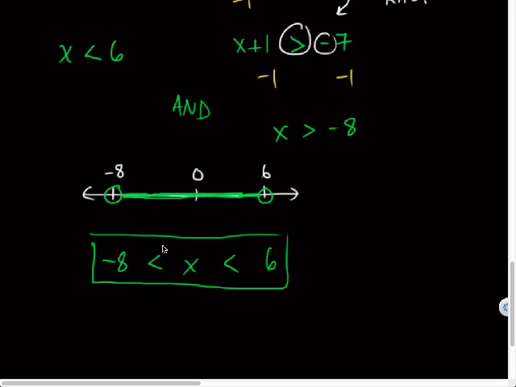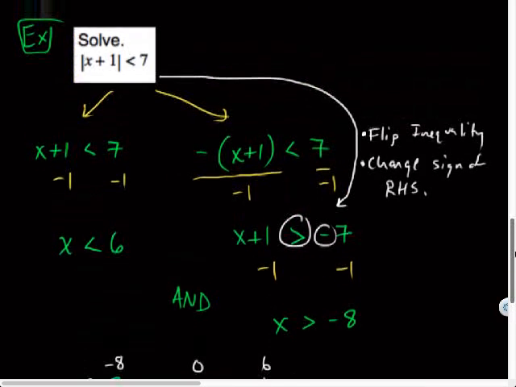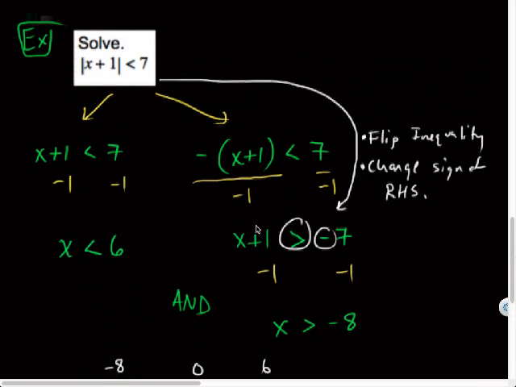So these will always be less than signs, unless maybe this was closed and then you could still have the equal part there. Something like that. But yeah, so as far as solving absolute value inequalities, this is the one change right here, is you flip it and change the sign, whereas previously we just changed the sign is what we used to do.